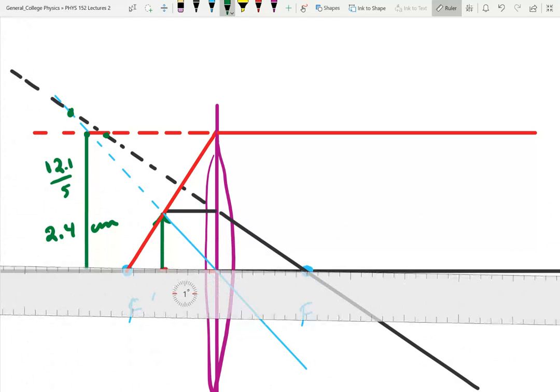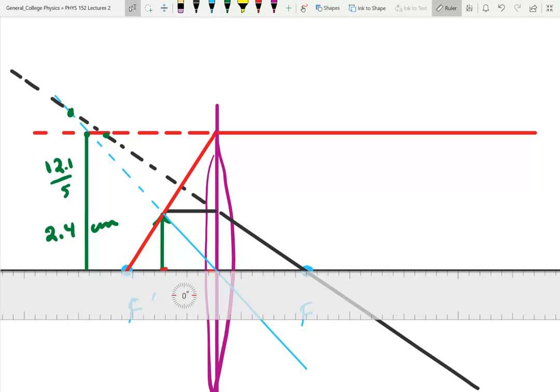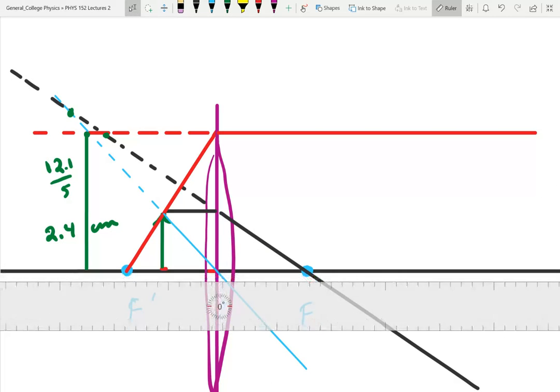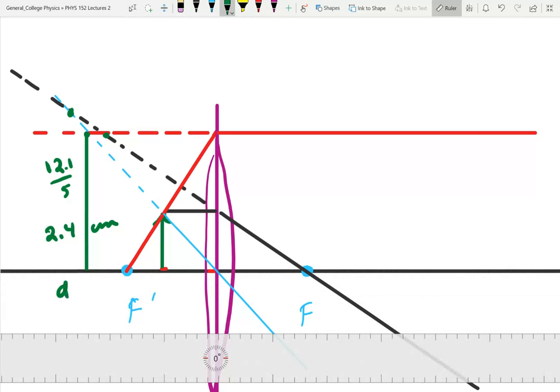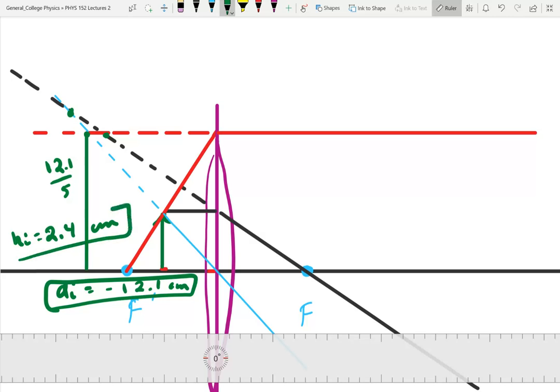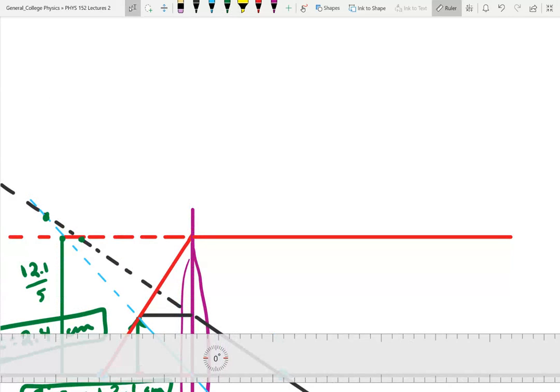And the image position now. The image is on the same side as the object, but this is a lens where it's supposed to be on the opposite side, so it's going to be a negative image distance. Go back 5, 10, 11, 12. Let's go with 12.1. So distance image equals minus 12.1 centimeters. So there's my distance image. Here's my height of the image. Notice the height of the image is positive in this case.